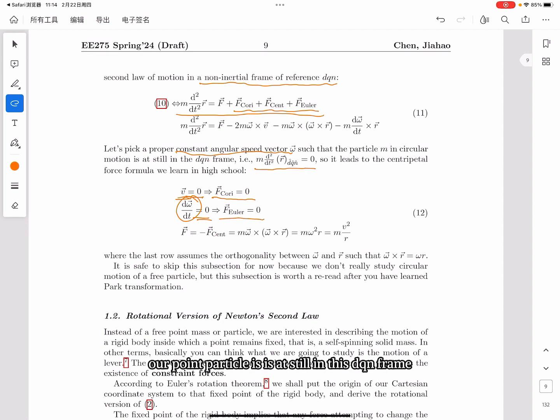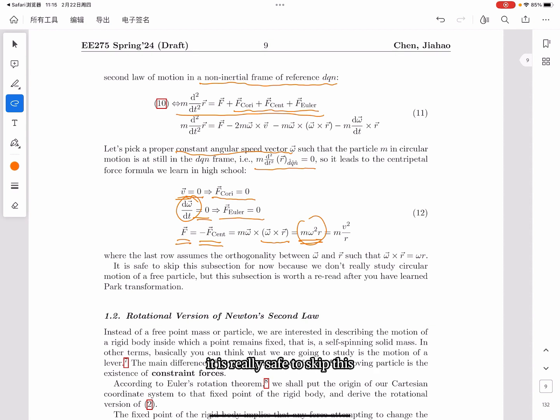And note our point particle is still in this dqn frame. That's why its acceleration is also 0. That's why we finally derive the result of centripetal force. So the centripetal force is equal to the negative of the centrifugal force, and if we make sure that the omega vector is orthogonal to our position vector, then we finally derive the centripetal force result that we learned in high school.